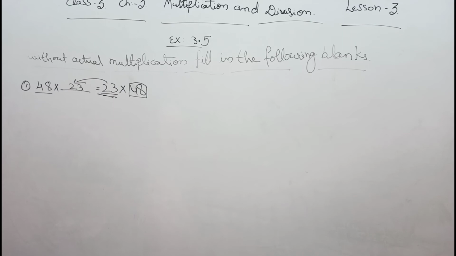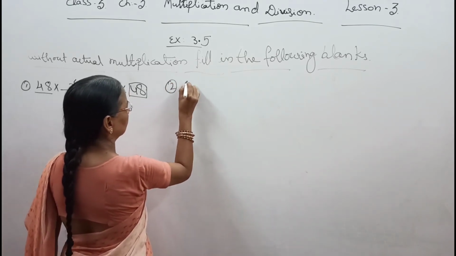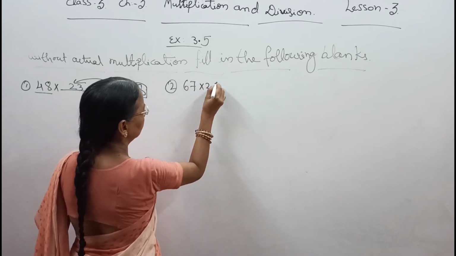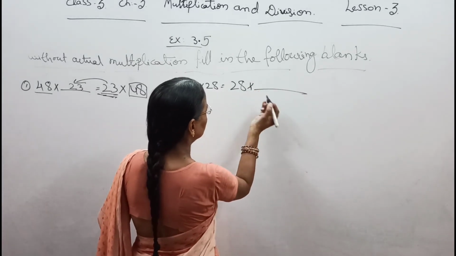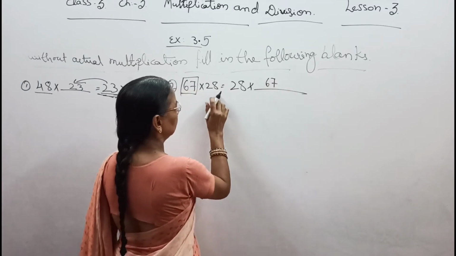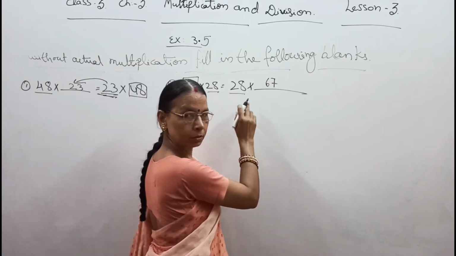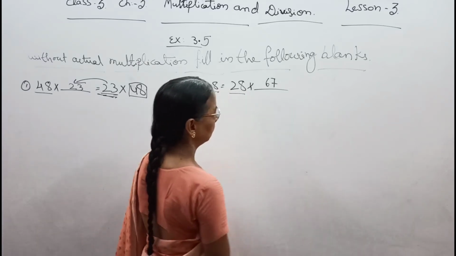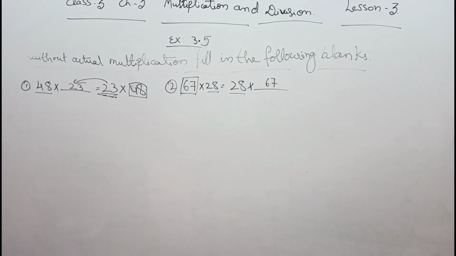Then second one, 67 into 28 equals 28 into dash. Then simply we have to write it here, that is 67. Because the 28 is already given, the left number is 67, you have to write this in the blank. Now third one is 76, the same way. Now we go for fifth one question.